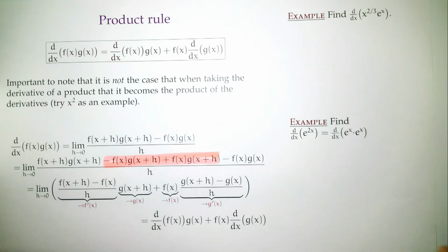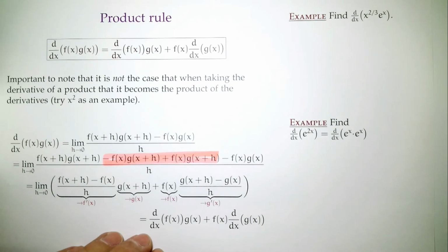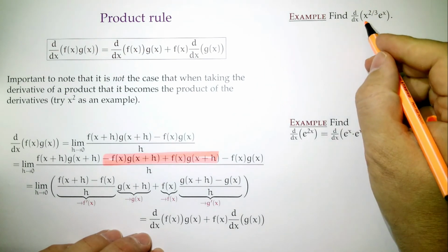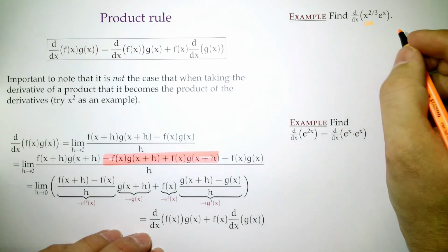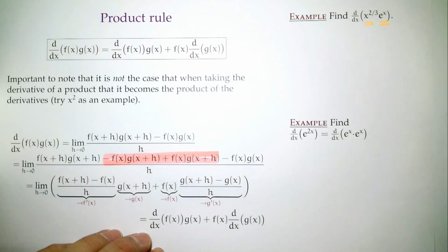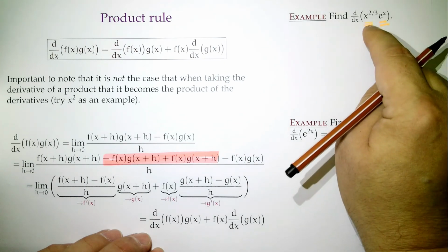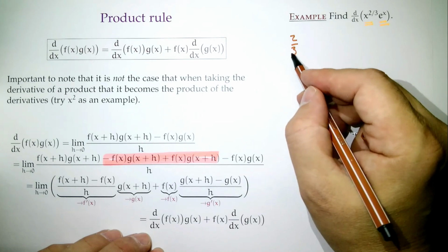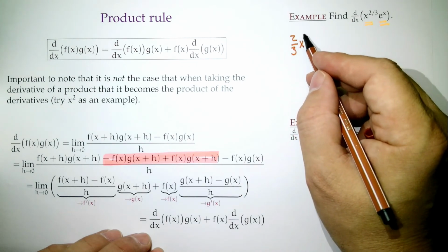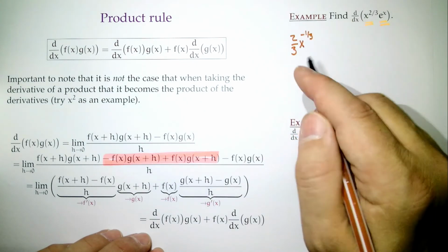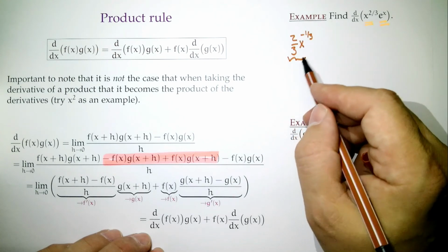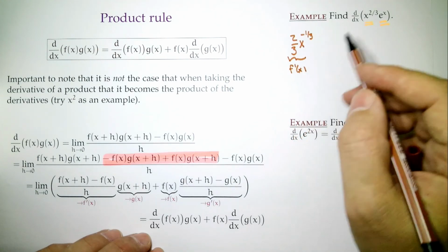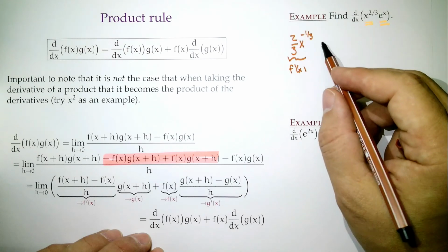All right, so let's do a little bit of practice. The derivative of x to the 2/3 times e to the x. So we're thinking of the two parts. The x to the 2/3 is one part. The e to the x is the other part. All right, so we go through. What's the derivative of x to the 2/3? 2/3 x to the negative 1/3. Okay, so that's my derivative of f of x. I'll write f prime.